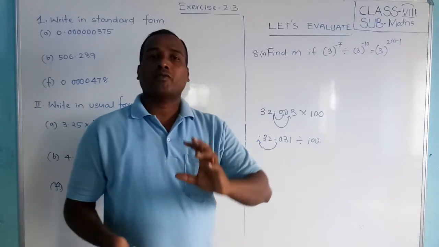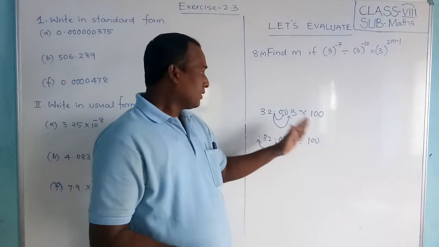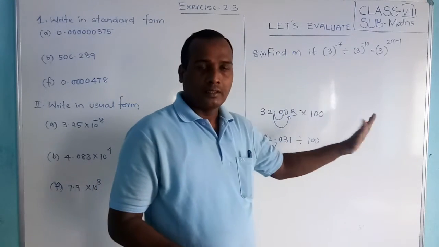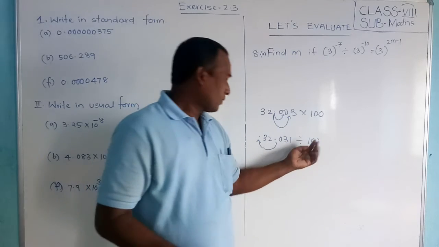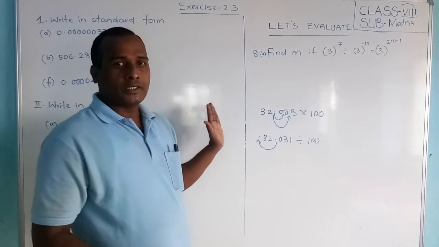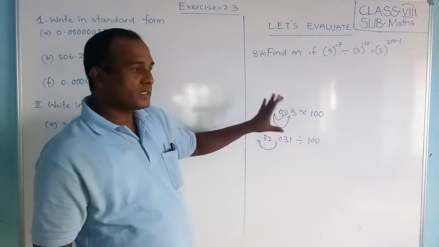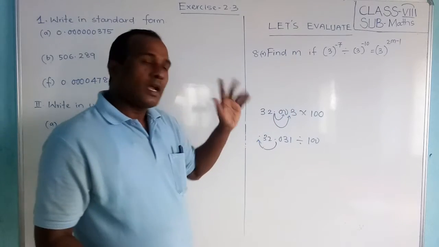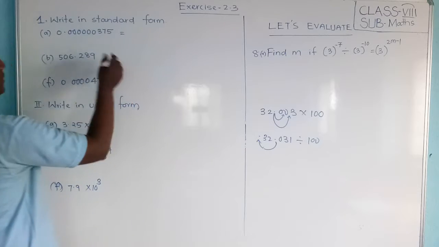So whenever we are multiplying with 10 or 100 or 1000, the decimal point goes to the right side. But whenever we are dividing by those numbers, 10 or 100 or 1000, it is shifted to the left side. Are you clear, friends? This concept should be remembered and utilized here. Come on now, friends, we will do this now.